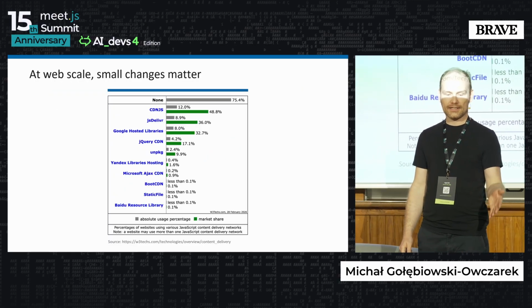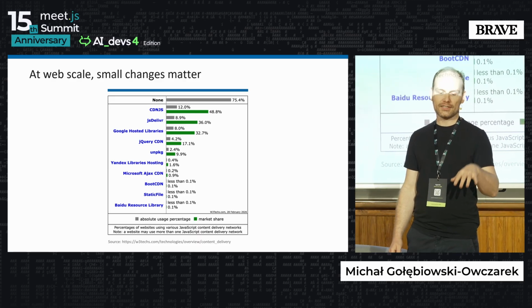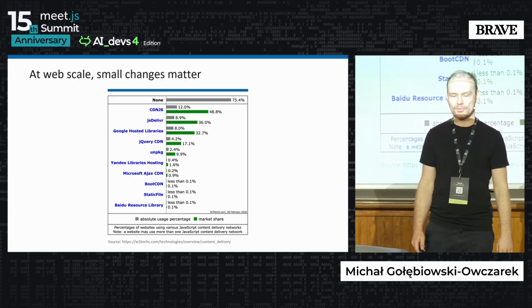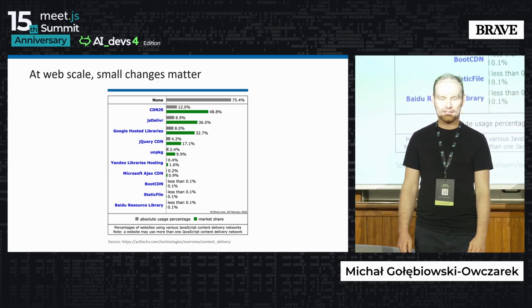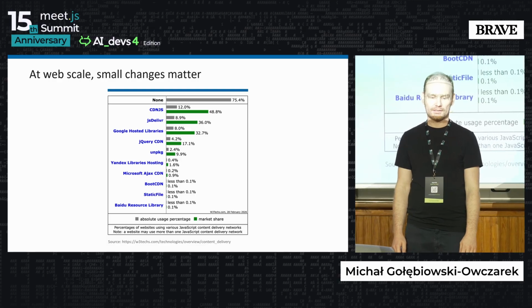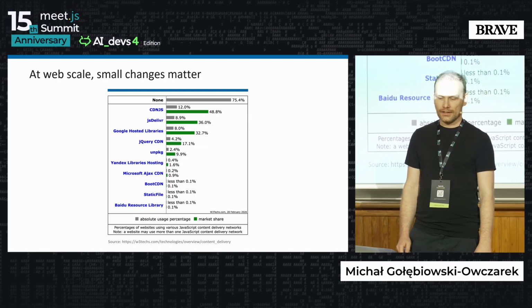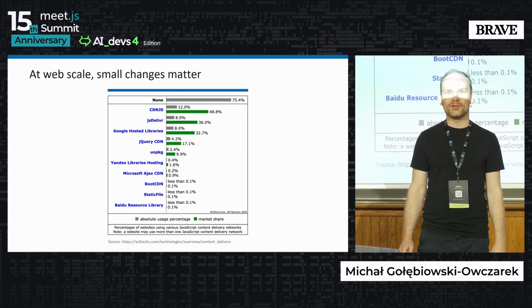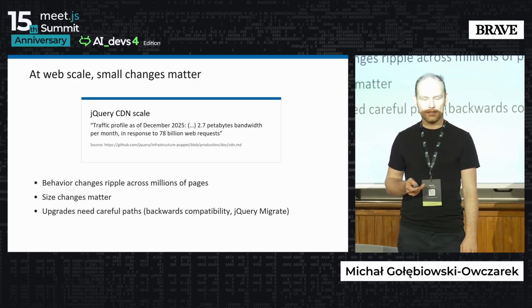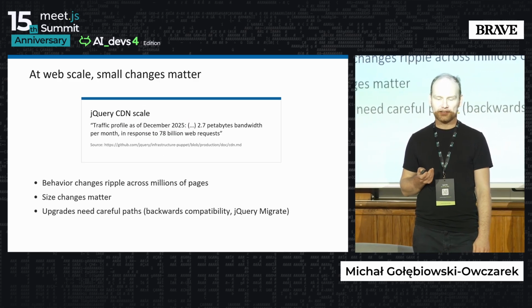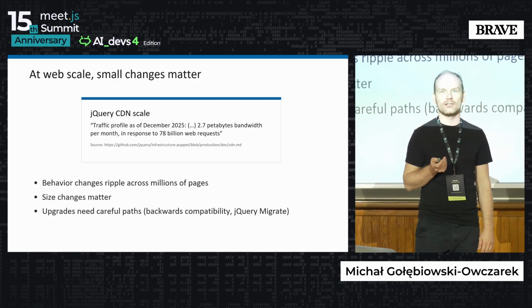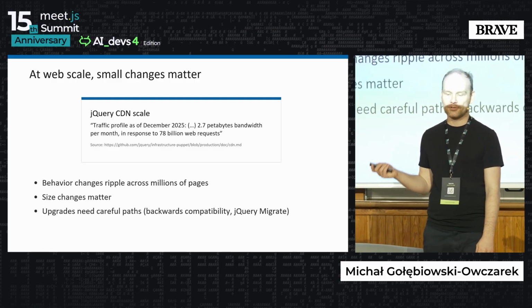And this is the comparison to other popular CDN providers, like CDN.js, JS Deliver, and Google-hosted libraries. So jQuery CDN has 17% of that usage. And this is current data from February this year. And that has its consequences, because jQuery is used everywhere.